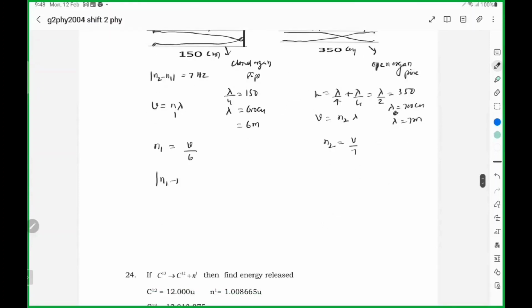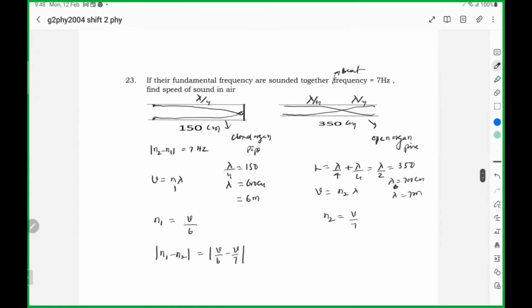Beat frequency will be v by 6 minus v by 7, which is given as 7. 1 by 6 sevens 42. So velocity of sound in air is 294 meters per second.